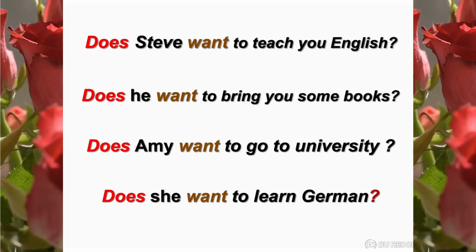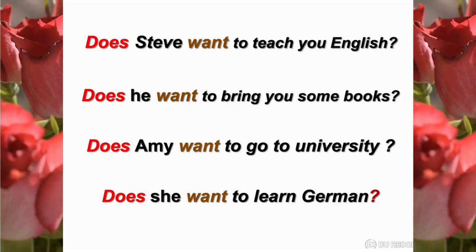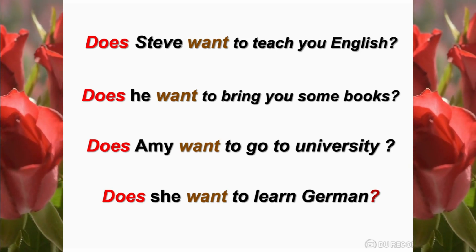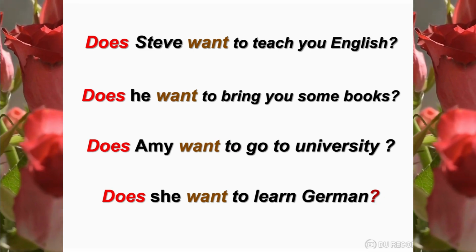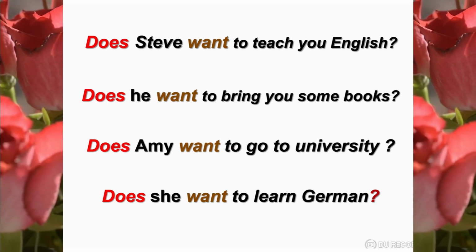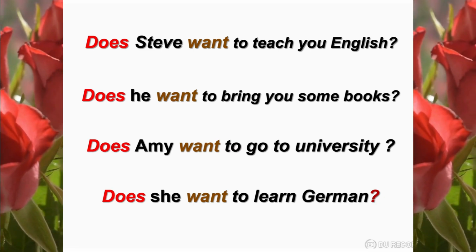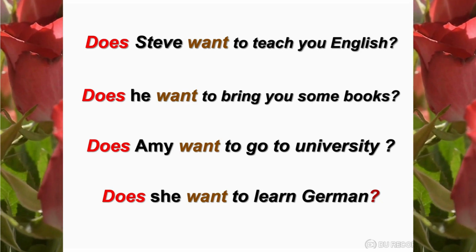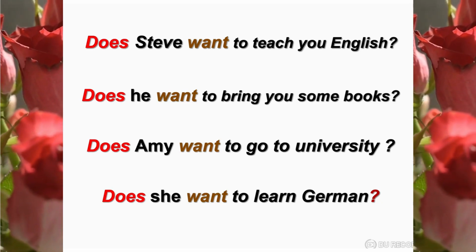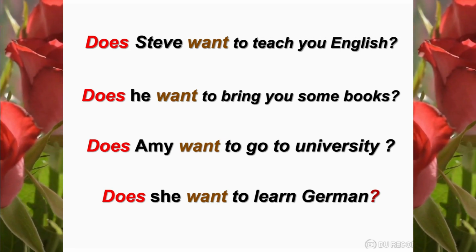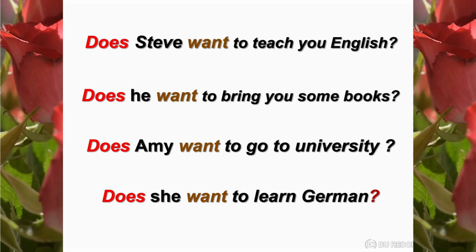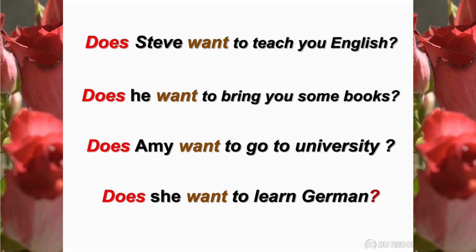Does Steve want to teach you English? Does he want to bring you some books? Does Amy want to go to university? Does she want to learn German? We notice with Steve, with he, with Amy, with she, the verb doesn't take S because it is in the question form. In the question form, the verb doesn't take S. It remains in the infinitive.